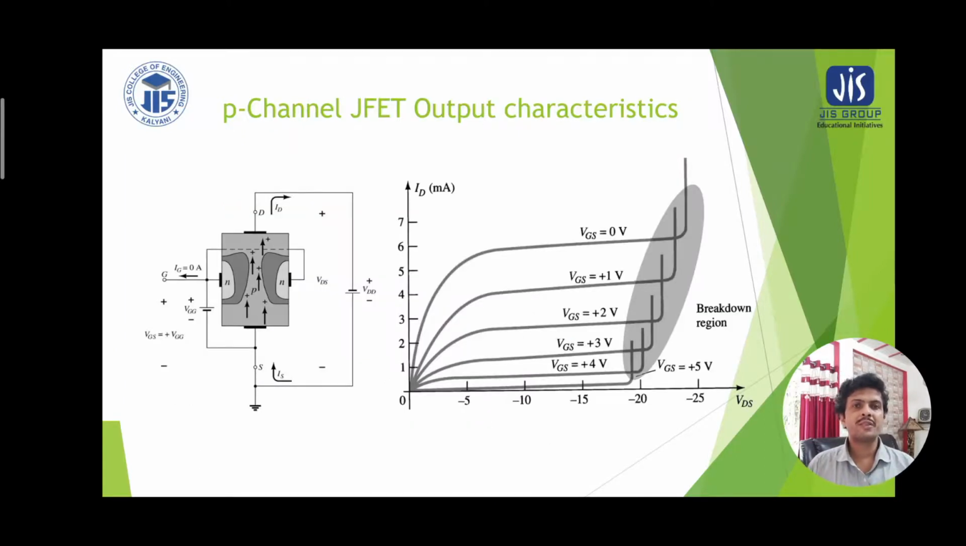Now this is the P channel JFET output characteristics, in which we are seeing that the nature of the majority charge carrier has been changed from N to P, for P type of semiconductor, where the gate terminal is applied positive voltage with respect to the source terminal. That is why it is reverse biased, and the width of the depletion region is more. That means the effective width of the channel is reduced at the drain end compared to the source end, because of the higher kinetic energy of the majority charge carriers near the drain terminal.